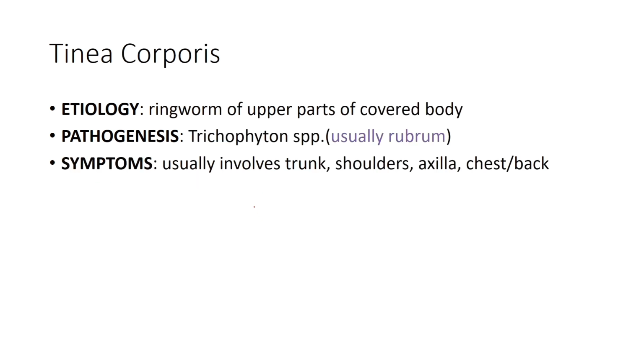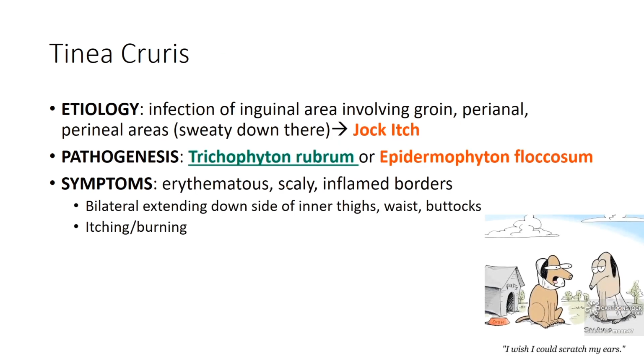Tinea corporis, this is of your upper body. Ringworm most commonly is going to be your Trichophyton rubrum, trunk, shoulders, axilla, and stuff like that. Tinea cruris, this is something that affects the inguinal region, also known as jock itch.